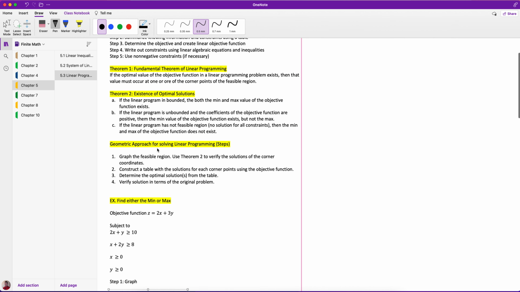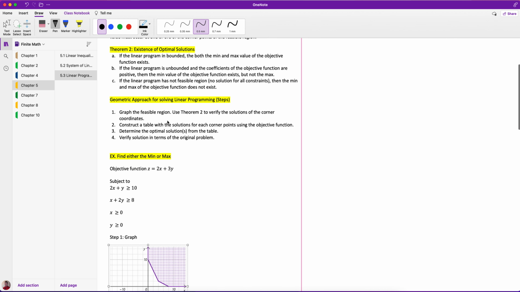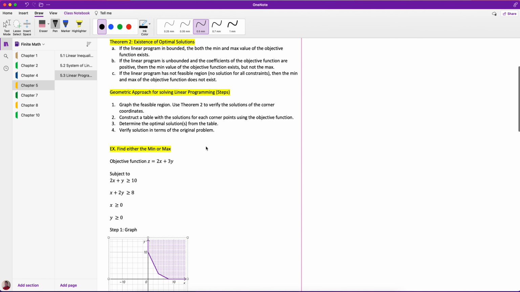And so we're going to use those theorems and this idea to come up with the steps. So the first step is to graph the feasible region. And then we're going to create a table to put our points in. And then based off our corner points, we'll find the optimal solution. And then we can verify it in terms of the original problem.